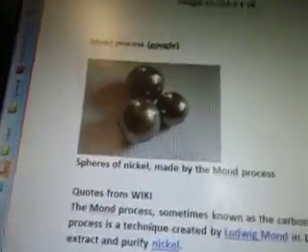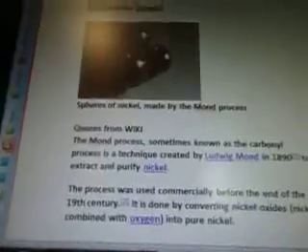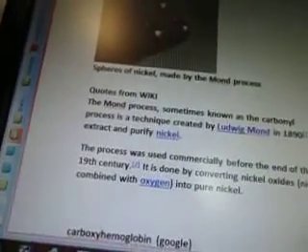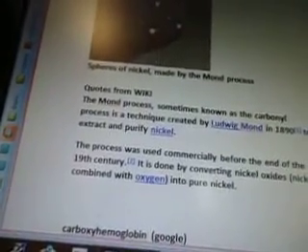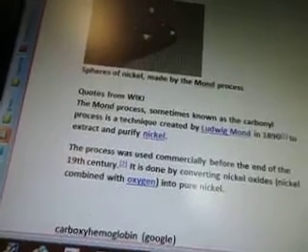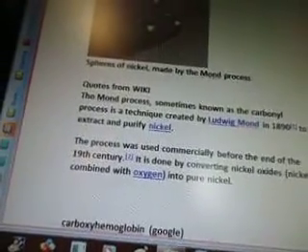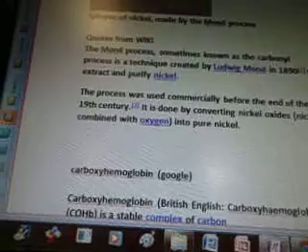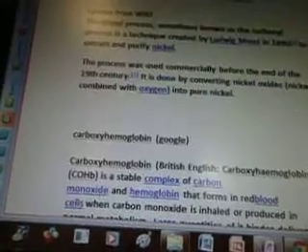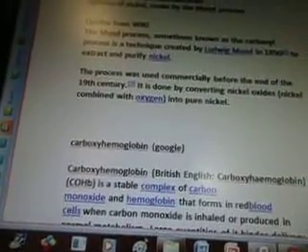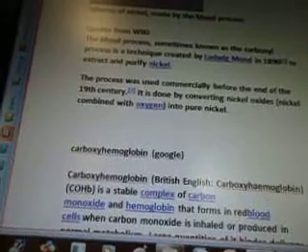Spheres of nickel made by the Mond process. That's a picture of them. Quotes from Wiki: the Mond process, sometimes known as the carbonyl process, is a technique created by Ludwig Mond in 1890 to extract and purify nickel. The process was used commercially before the end of the 19th century. It is done by converting nickel oxides, nickel combined with oxygen, into pure nickel.